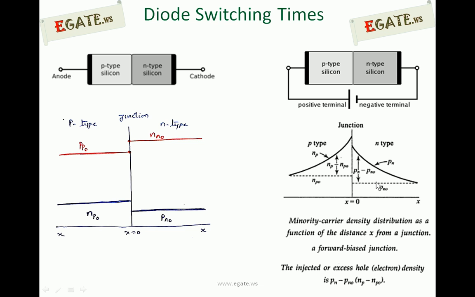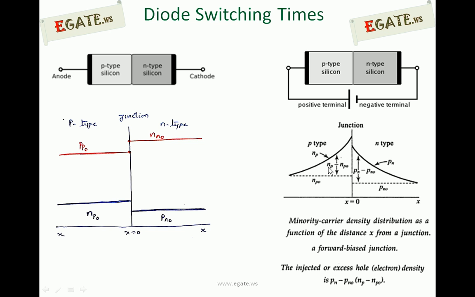So pn is now the sum of pn naught as before plus excess holes. That excess holes is nothing but total holes minus pn naught. So pn minus pn naught is nothing but the excess minority carrier charge on n side. Similarly for p side, these are electrons. The solid line represents minority carriers, that is electrons in p type, which is represented with np, and that will be the sum of excess minority carriers, np minus np naught, with np naught the steady state value.